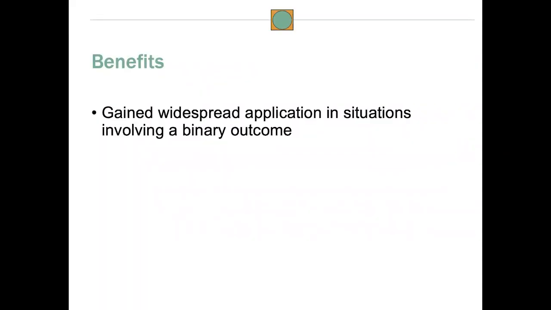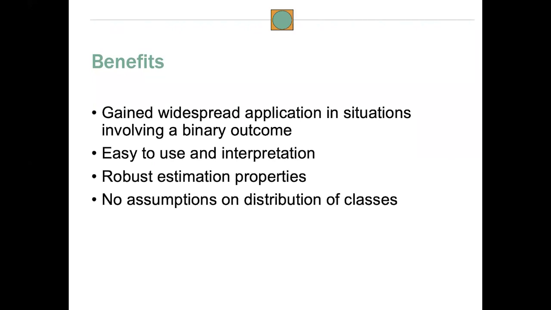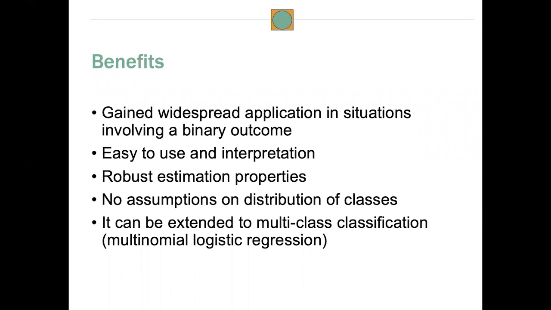Logistic regression has many benefits. First, the approach has gained widespread application in situations involving a binary outcome. Thus, many are able to interpret and understand the findings. It's easy to use and interpret compared to other more complex statistical methods. It produces robust estimates. It does not have assumptions regarding the distribution of classes, and the method can be extended to include multiple classes. And in doing so, you are conducting a multinomial regression.